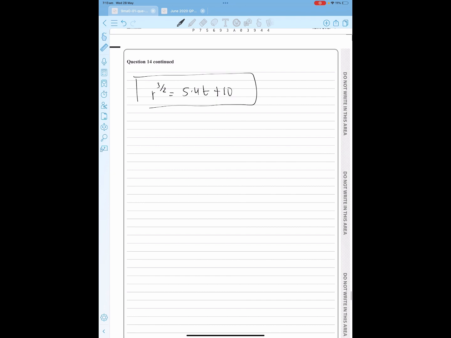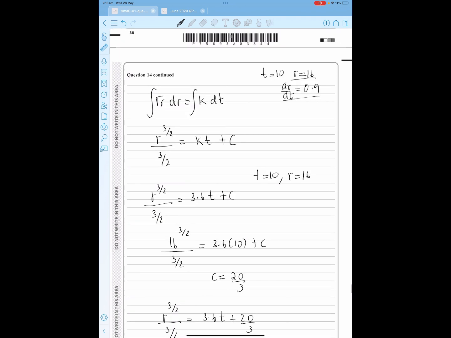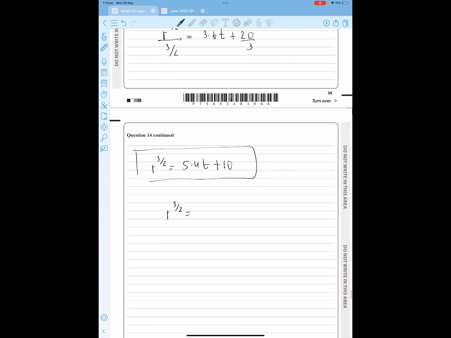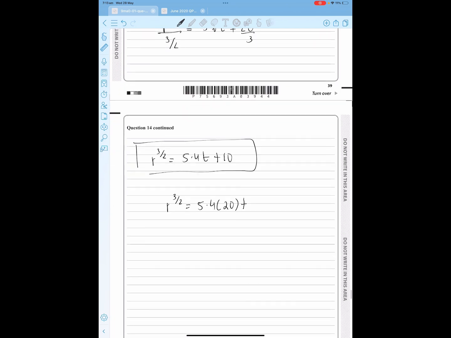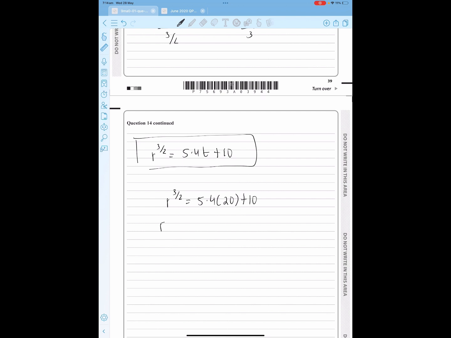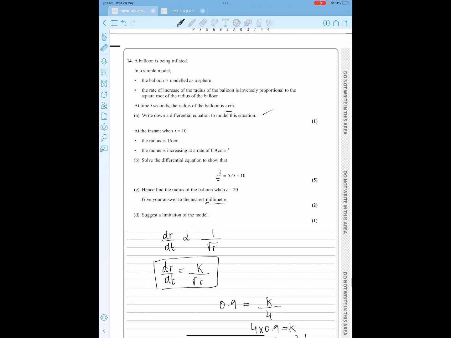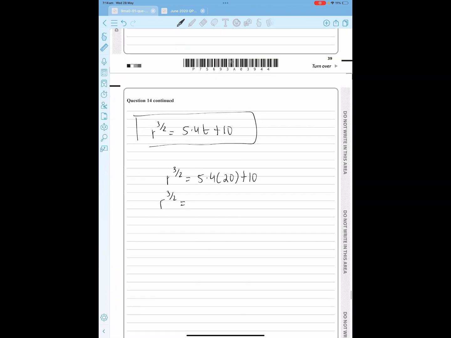So r to the power 3 over 2 is equal to 5.4 times 20 plus, what was it, 10. Let's just solve this. Let me check if that's right. Was it t is equal to 20? Yep, t equals 20. Okay, fine. Yeah, it equals 118. So it's just the same type of thing again. We know that it is equal to 118.